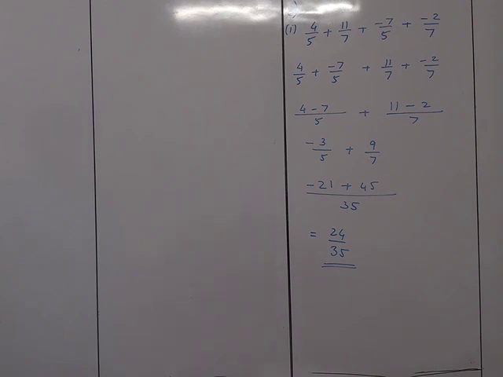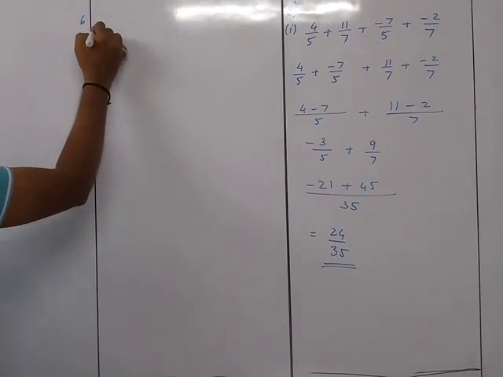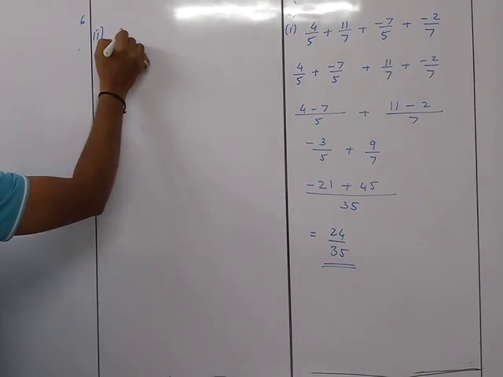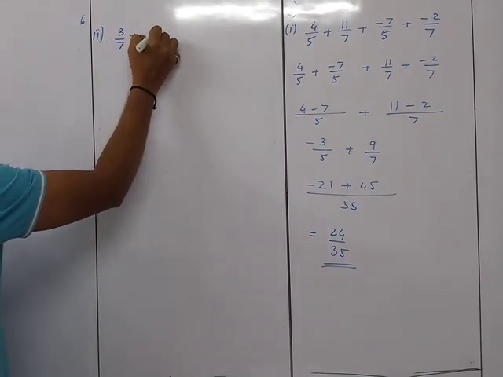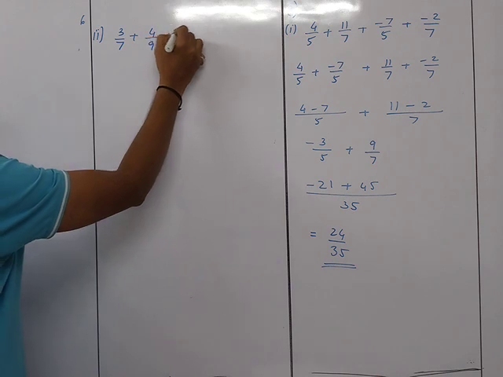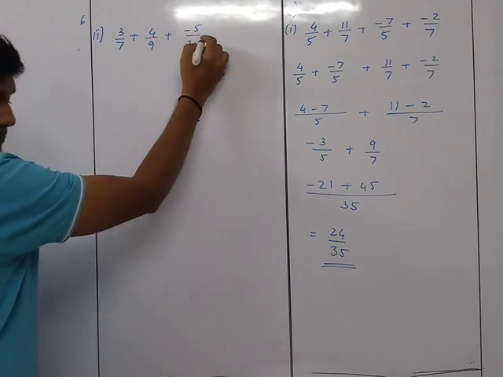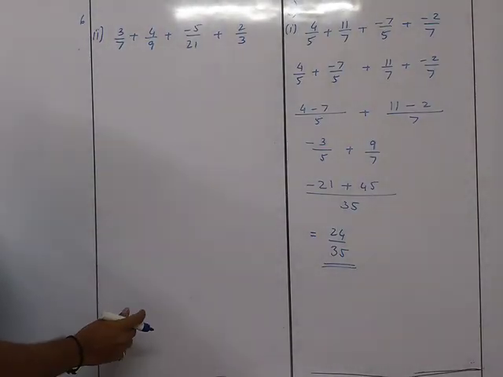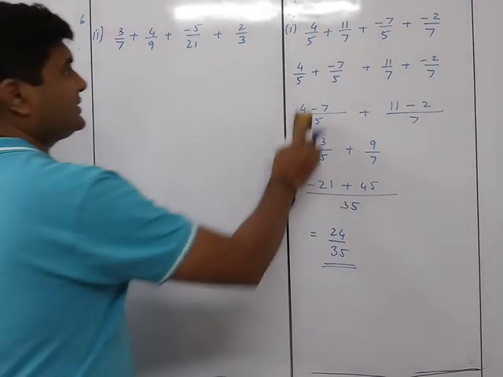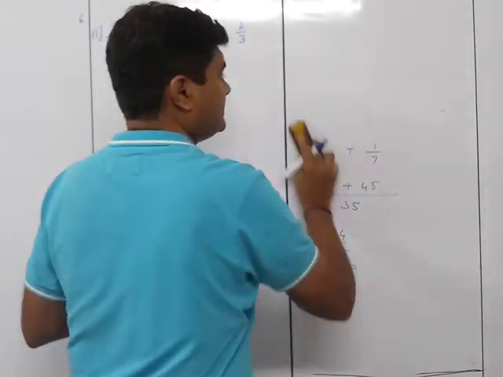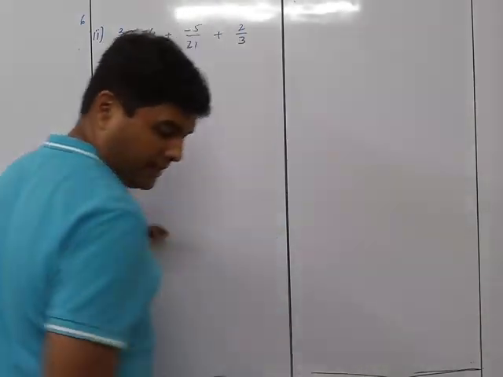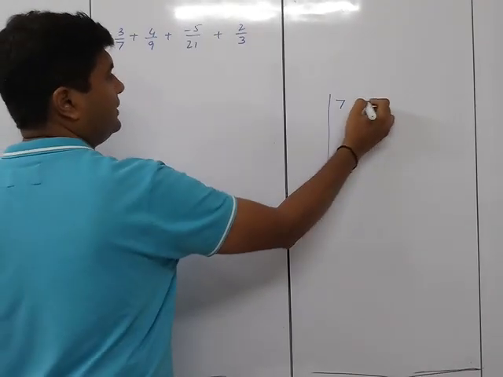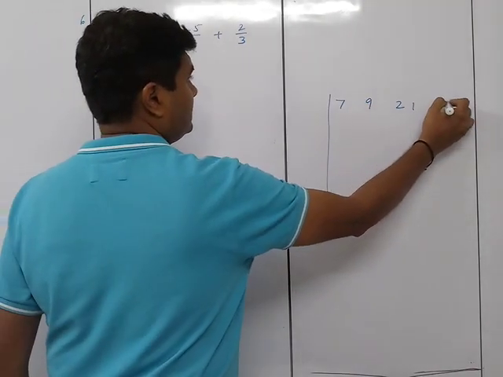Okay, so now we see sum number 6, the second part. We have the sum as 3 upon 7 plus 4 upon 9 plus minus 5 upon 21 plus 2 upon 3. You can easily find the LCM of all the denominators in one go and then do the sum. For example, if I take the LCM, it will be 7, 9, 21, 3.